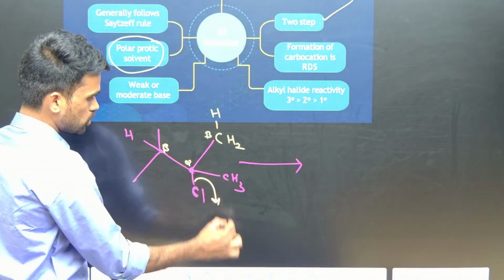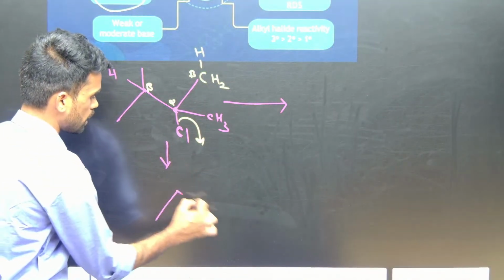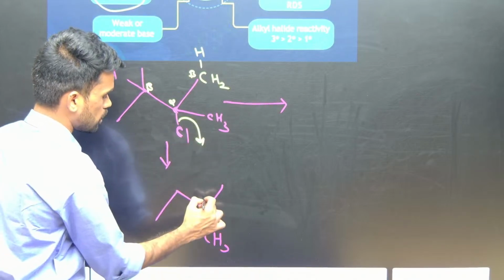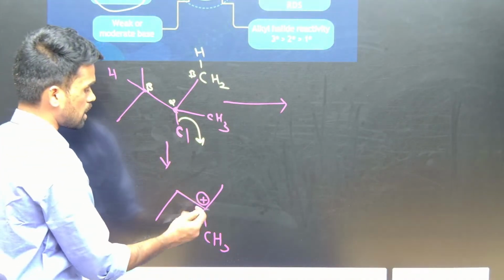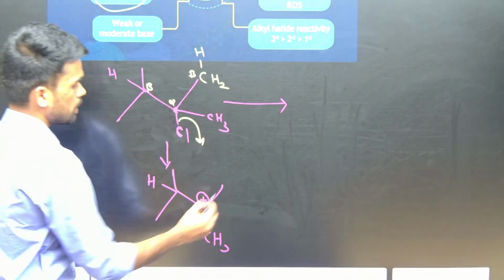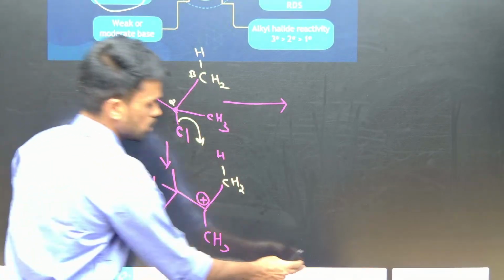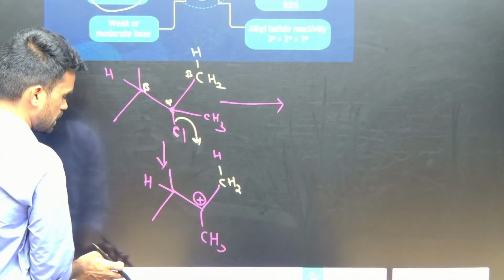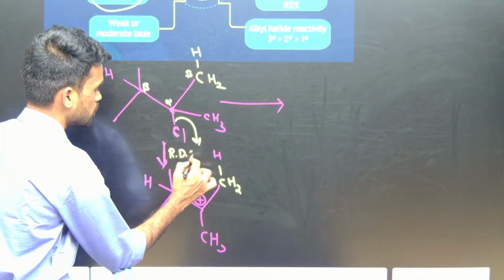If this chloride goes out, what will be the species formed here? We keep the methyl group as it is. The chlorine goes out and we get a positive charge on the carbon. We can call it a carbocation. Here there is a hydrogen, and on this side I am writing CH2 and one hydrogen. The formation of the carbocation is the rate determining step. What do we mean by rate determining step? It's the slowest step taking place in the reaction.